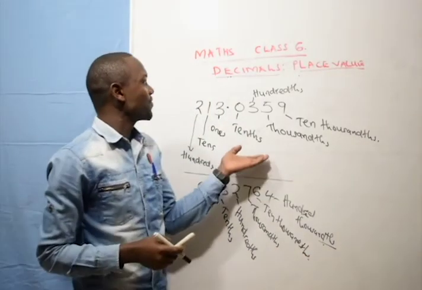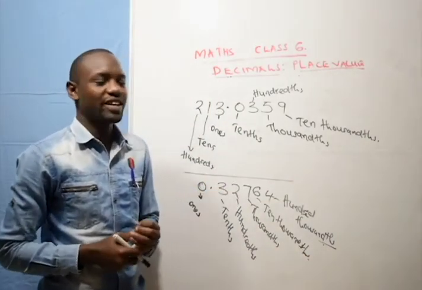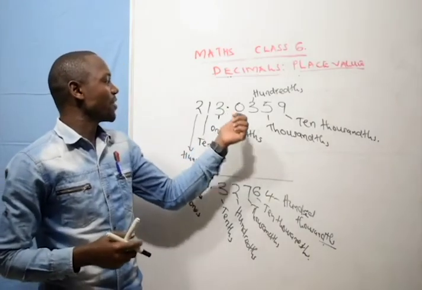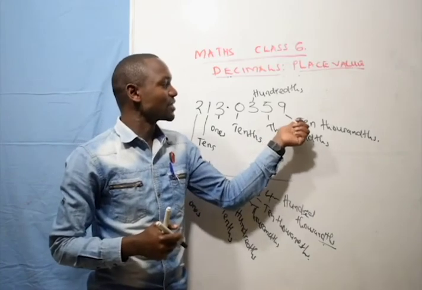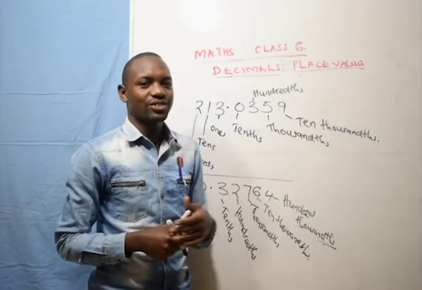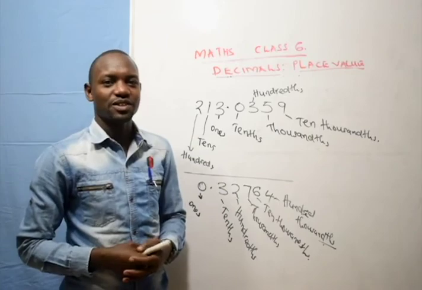So that is how we give the place value of decimals. From the decimal point, we have tenths, hundredths, thousandths, ten-thousandths, hundred-thousandths. Thank you very much.